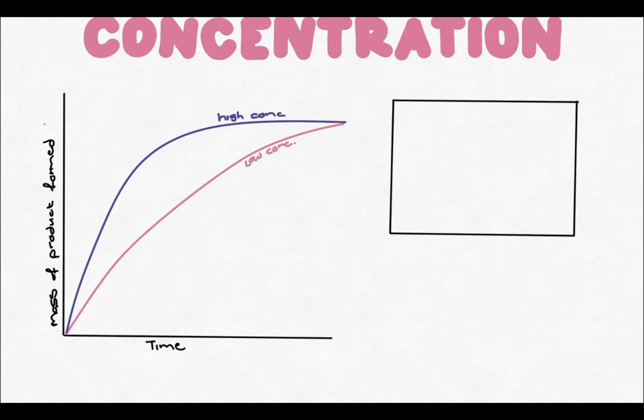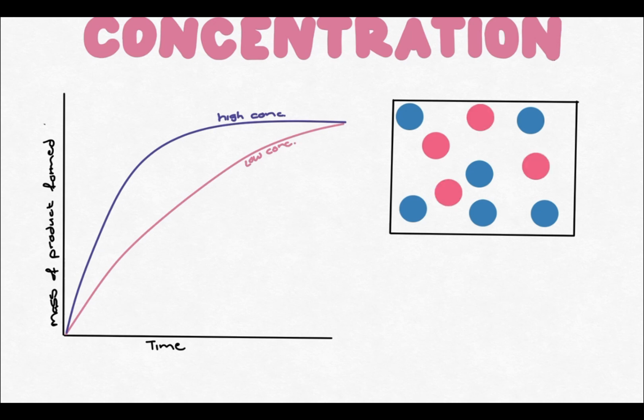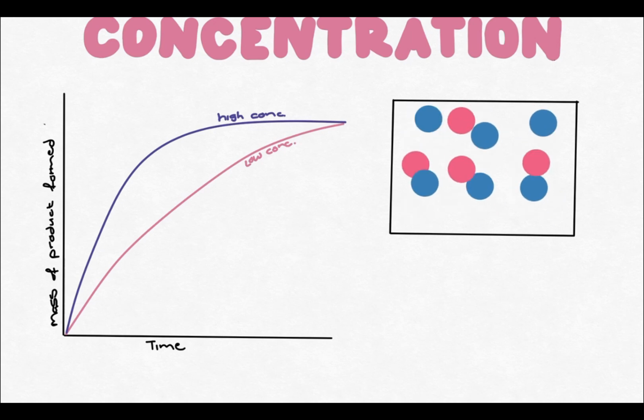We can explain this in terms of the collision theory as well. Let's say we have a low concentration of reactants. They will move around randomly and bump into each other, but the chance of a collision is lower. If we now increase the concentration of reactants, there are more reactants per unit volume, so the chances of them bumping into each other are greater, and the chance of a collision is greater. Increasing the concentration of a solution increases the rate of the reaction.